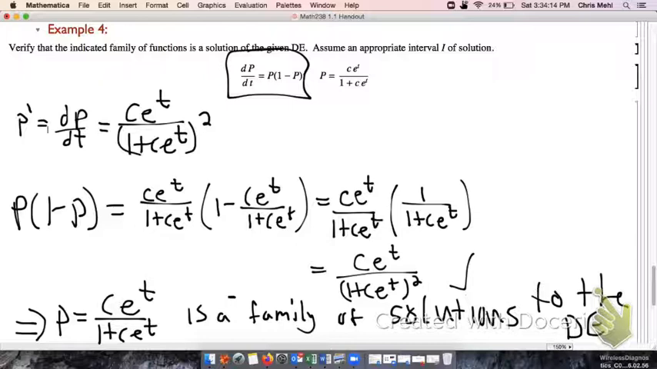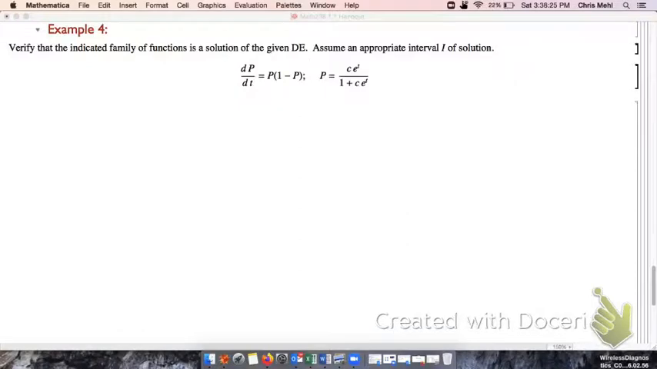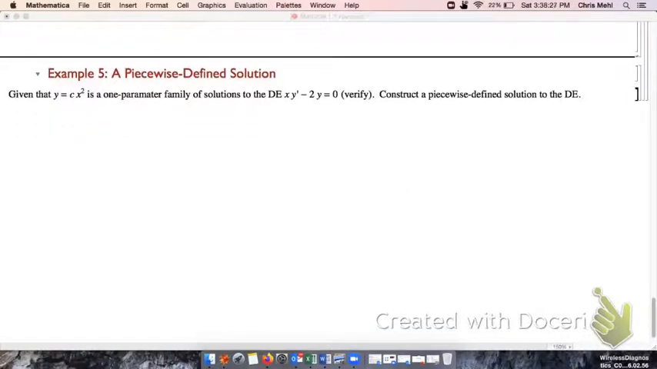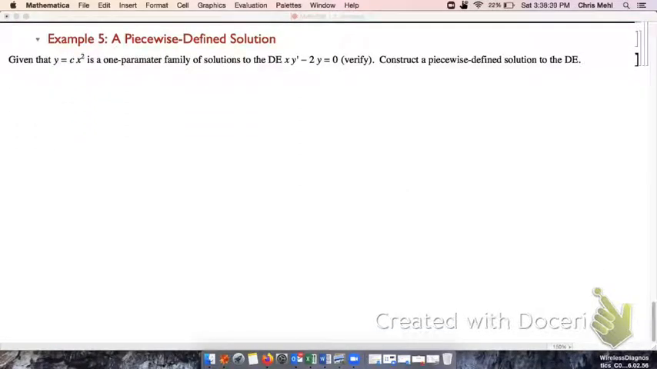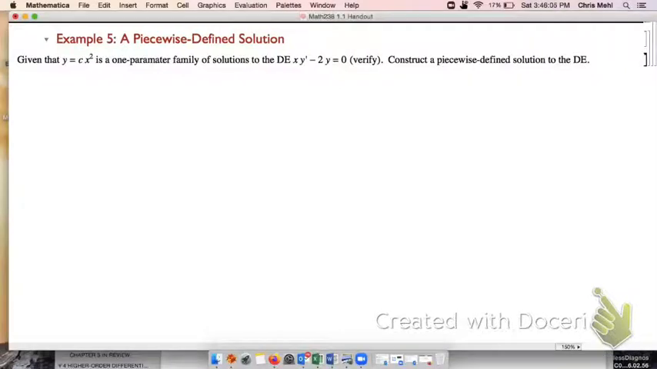And again, if you were given an implicit solution, you would just use implicit differentiation and simplify it into the differential equation to verify. But you could get an implicit family of solutions as well. Okay, so last thing is finding a piecewise defined solution to a differential equation. And then the last part here is constructing a piecewise defined solution of a differential equation.